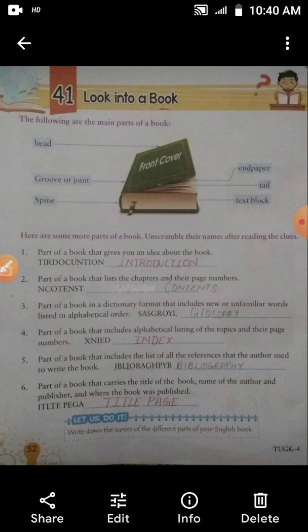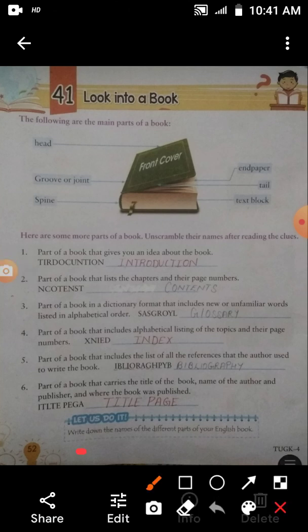So you all have to learn this chapter and fill in your book, and down below you can see one question is given. Write down the names of different parts of your English book. According to this chapter, you all have to write the parts of your English book. It's your homework. You have to write it in your GK book. First you are going to write the chapter number 41. Then you are going to write this question: write down the names of the different parts of your English book.